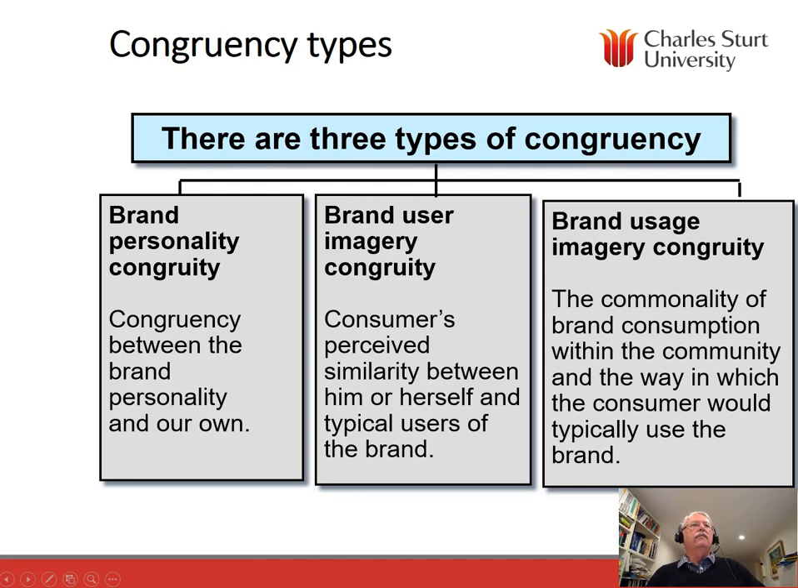There are different kinds of congruency. There are basically three types. First of all, we have brand personality congruency, and that is that there's an alignment between the brand itself and our own personality. Then we have brand user imagery congruity, where the consumer perceives similarity between him or herself and the typical users of the brand. And then we have brand usage imagery congruity, where the commonality of brand consumption within the community and the way in which the consumer would typically use the brand.